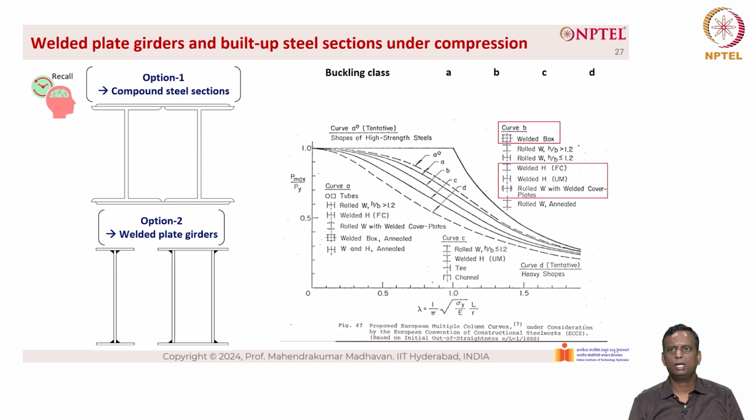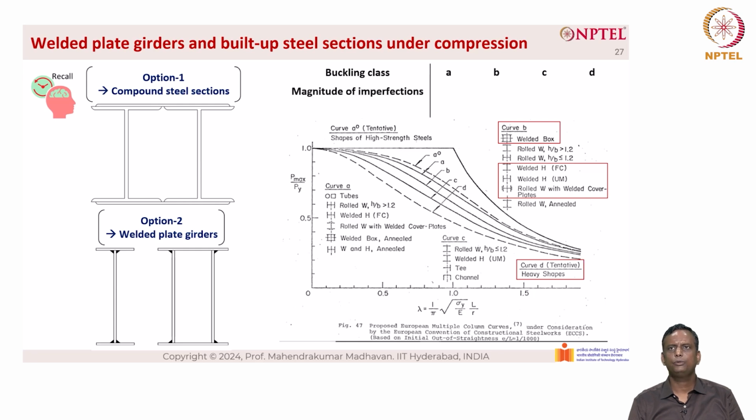And then you can also have I sections, which is flame cut and buckling about minor axis, or you can have welded H sections, which is universal mill cut and it is buckling about major axis. Similarly, rolled steel sections with welded cover plates, you can see it is buckling about major axis, and you have curve D, which is for heavy shapes.